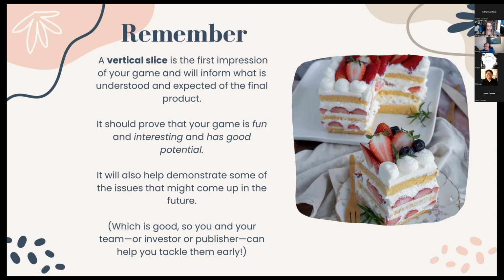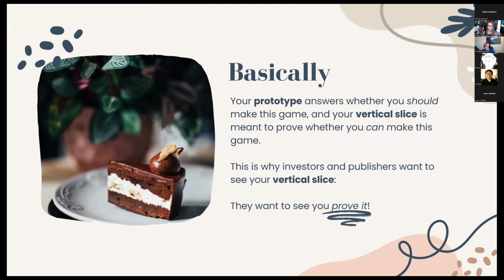So if you've successfully made whoever you're showing your vertical slice to believe in your vision, they'll want to help you, not turn you away for being honest. So you want to have a good, honest representation of your game as much as possible. Basically, your prototype answers whether you should make the game, but your vertical slice is meant to prove whether you can make this game.